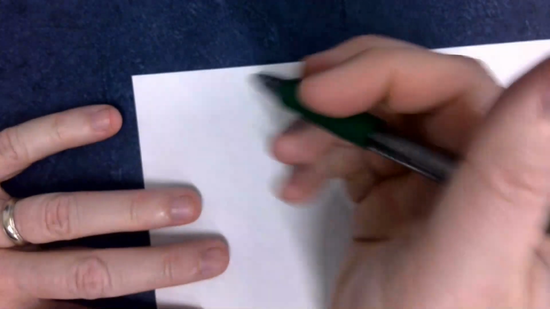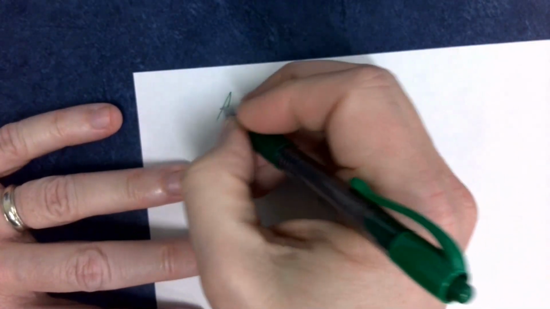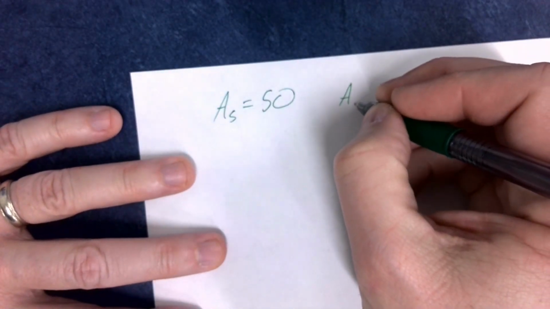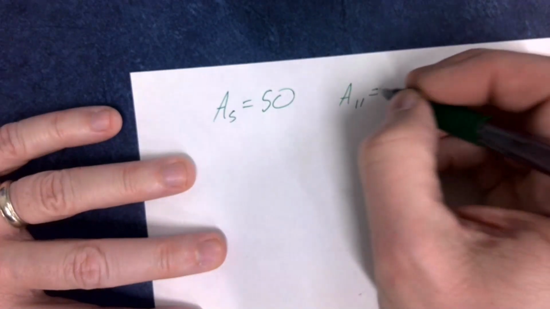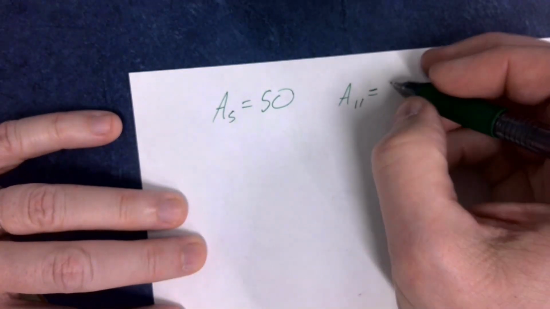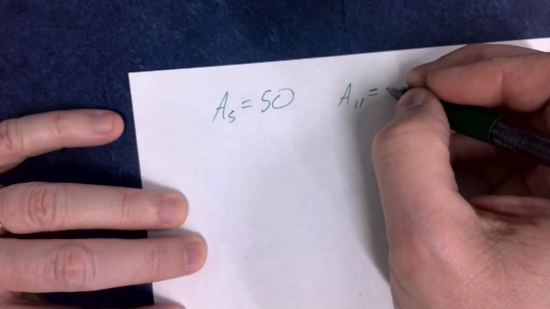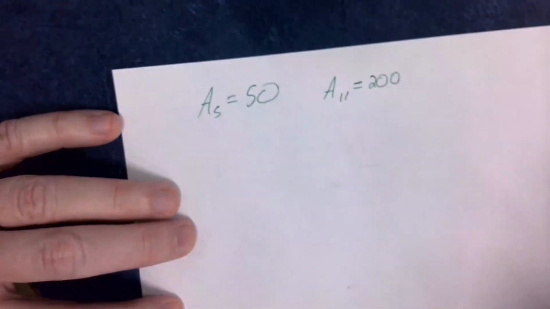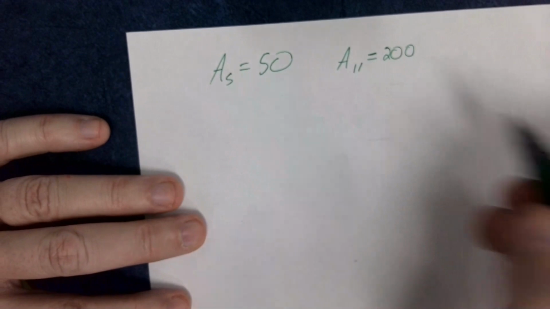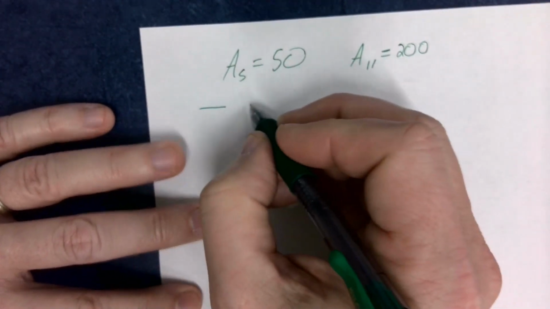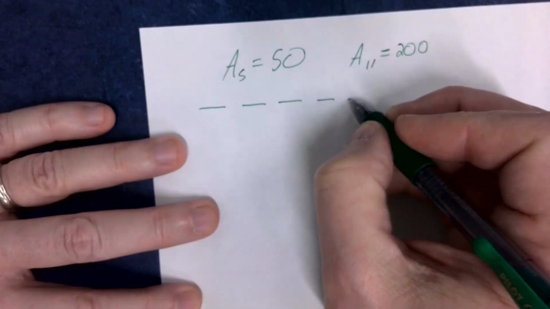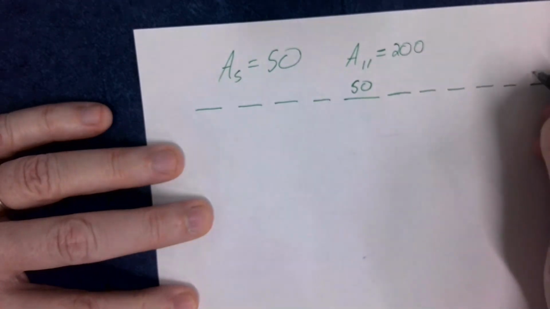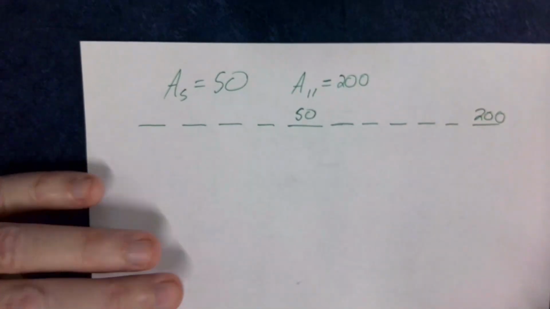So let's say that I had an a sub 5 equal to 50 and an a sub 11 equal to, I'm going to do an easier one this time, but still follow the math, okay. Let's say a sub 11 is equal to 200. Okay, so the first thing I'm going to do, just for you to have it make sense: 1, 2, 3, 4. Fifth term is 50. 6, 7, 8, 9, 10. 11th term is 200. That we have something that looks like this.